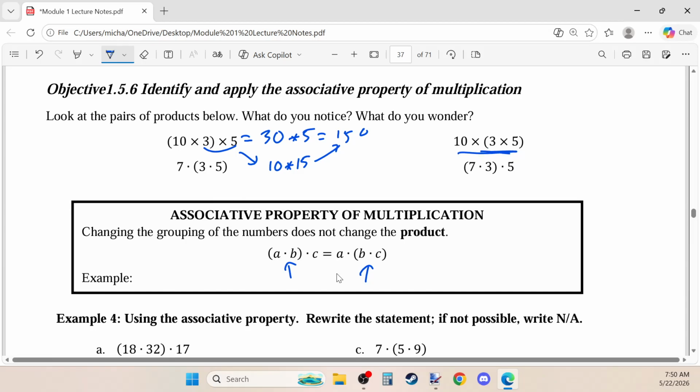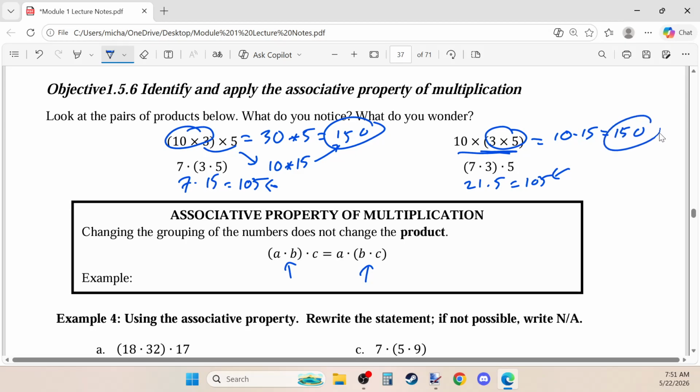Oh, I guess they have it written over here. 7 times 3 times 5. 3 times 5 is 15. 7 times 15 is 105. 7 times 3 is 21. 21 times 5 is 105. Notice that this is the same as this. And this is the same whether we did the 10 and 3 first, or whether we did the 3 and the 5 first. This is the same as this.